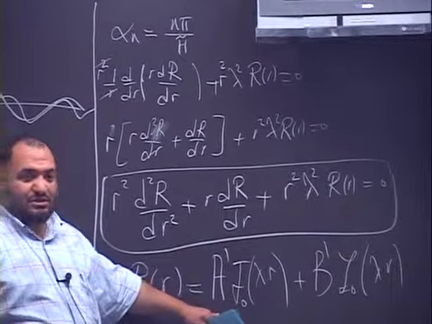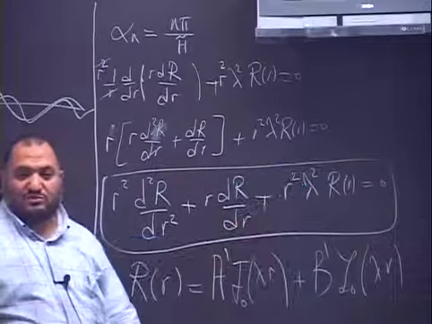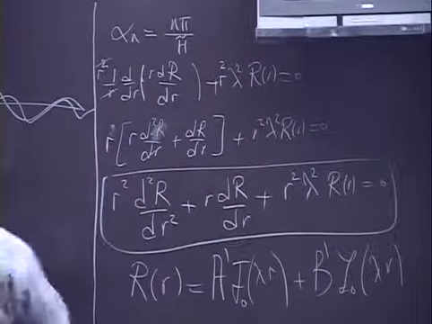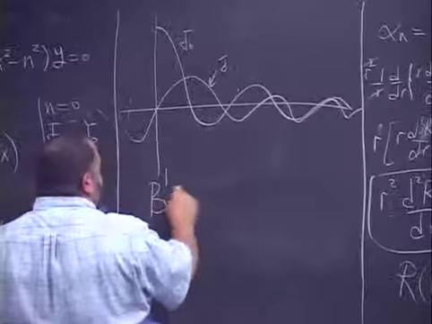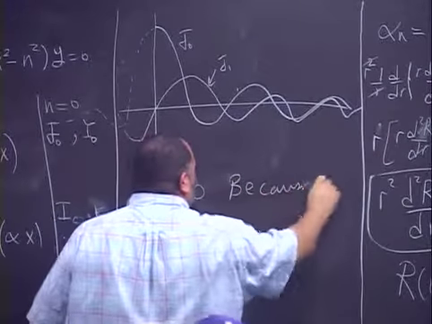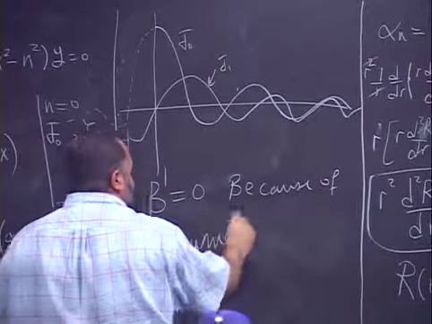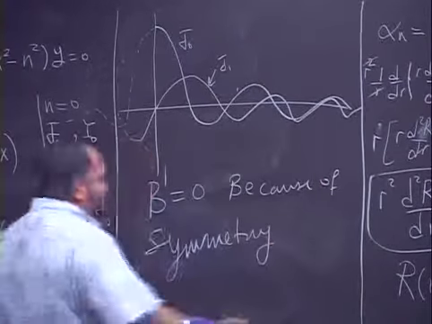J naught, Y naught will be equal to what? I have to put B equal to 0. So I have to set constant B prime equal to 0 because of what? Because of symmetry of the problem. The reactor is symmetric.